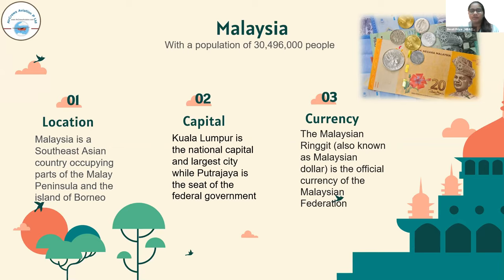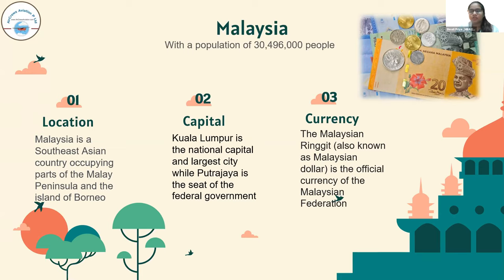The government is a mixed government, so it is known as a constitutional monarchy. And the total population of the country is around 30 million. Now talking about the currency of Malaysia, it is the ringgit, which is also called the Malaysian dollar.